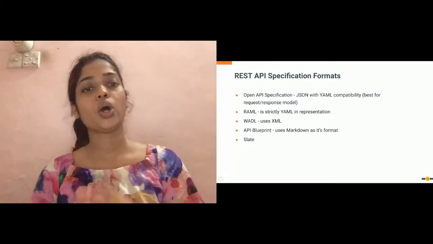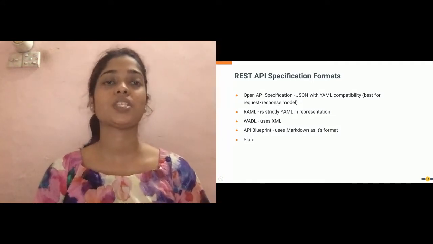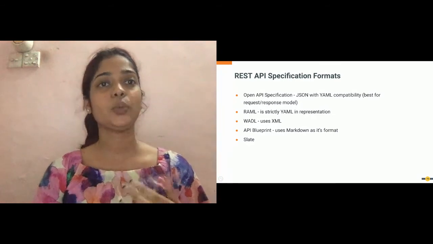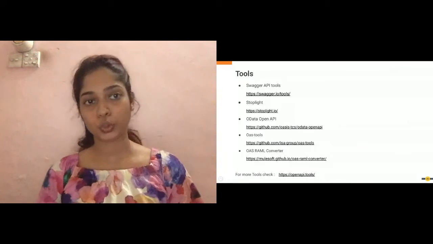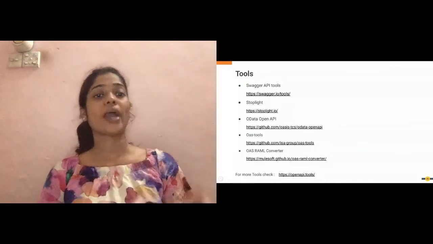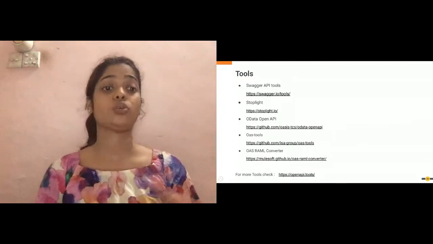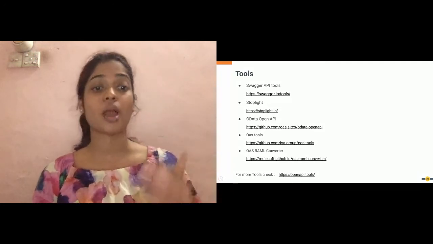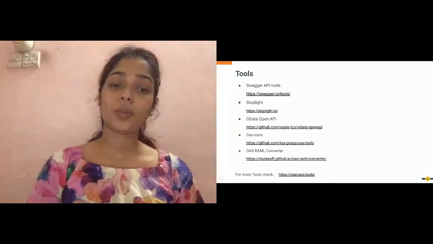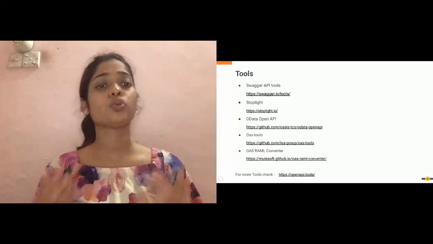So if you consider all these REST API specification formats, we can see that the OpenAPI specification is the clear winner. There is also a set of tools that we can use to design our APIs. So Swagger API tools, which include Swagger Editor, SwaggerHub, there's Stoplight, there's OData OpenAPI for OData APIs, OpenAPI tools, and OpenAPI YAML converters. So you can visit the OpenAPI tools website to see all the converters and the different tools that you can use to design your REST APIs.